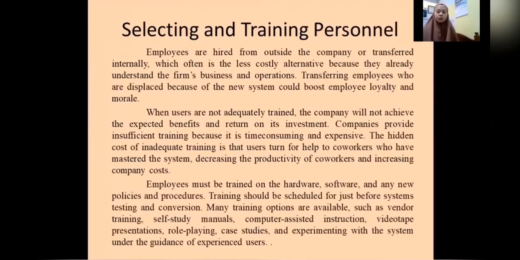Many training options are available, such as vendor training, self-study manuals, computer-assisted instruction, videotape, personal presentation, role-playing, case studies, and experimenting with the system under the guidance of experienced users.